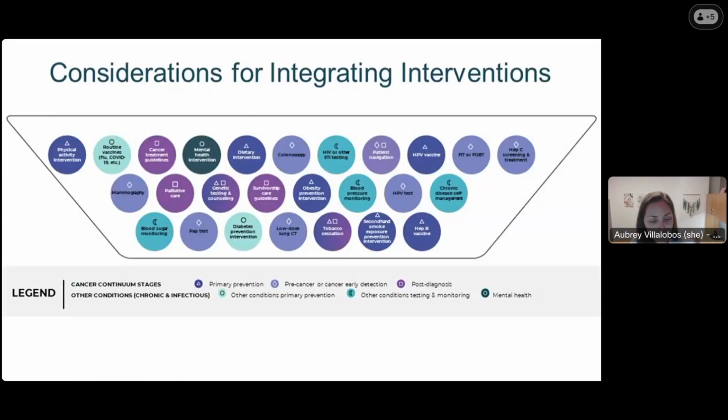Next slide, please. So now that we've looked at two proposed typologies of integrated interventions, let's consider how to select what interventions to integrate and whether they might be best blended or bundled. The funnel in this graphic here on the screen represents that there's this broad universe of evidence-based effective interventions from which we might choose. On this slide, those in the purple shades span the cancer continuum from primary prevention to precancer or early cancer detection to post-diagnosis. Those in the blue shades represent interventions from other chronic and infectious conditions, including primary prevention, testing and monitoring, as well as mental health. Next slide, please.